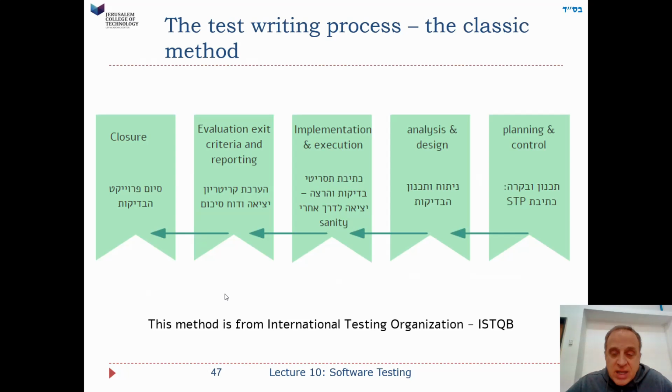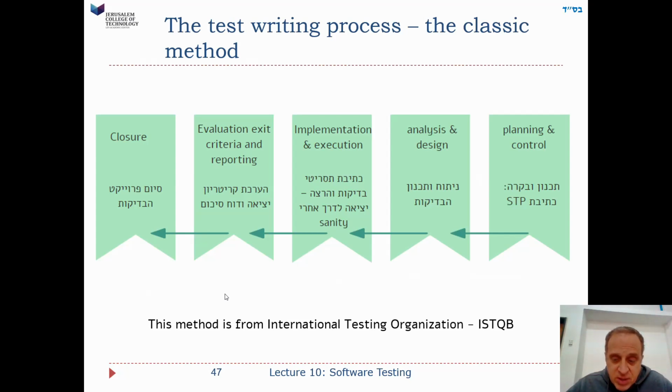Test writing process, the classic method. So we start from the right over here. You do some kind of planning, you do analysis and design of the test we're talking about. Implementation, you evaluate, and you determine whether it passed the test or didn't pass the test, and then you close the whole project of testing it.